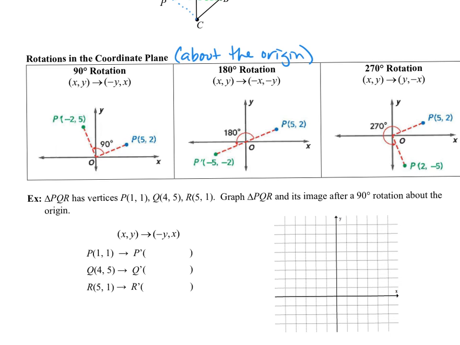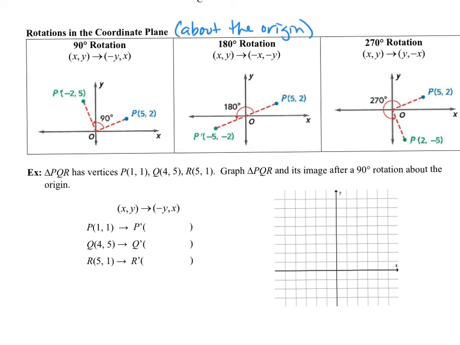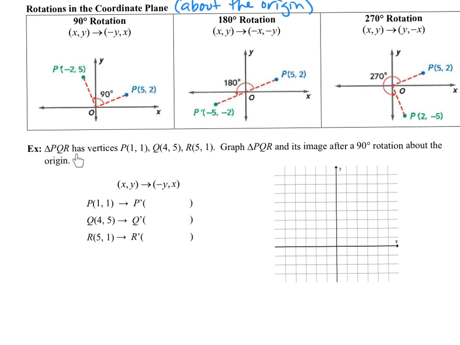Okay, so let's do an example. We're going to take a triangle PQR, which has vertices listed here. We're going to graph triangle PQR and its image after a 90-degree rotation about the origin. So we'll be following this rule where every point's coordinates (x, y) become (y, -x). So let's go ahead and graph our triangle first of all.